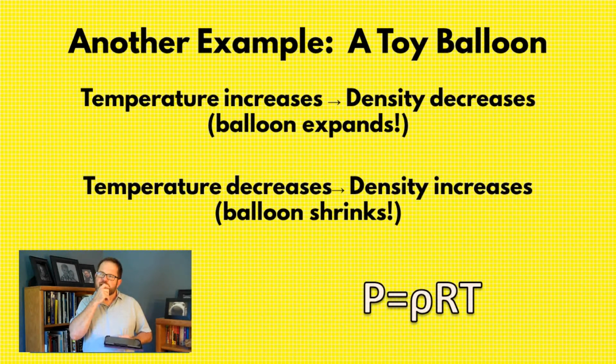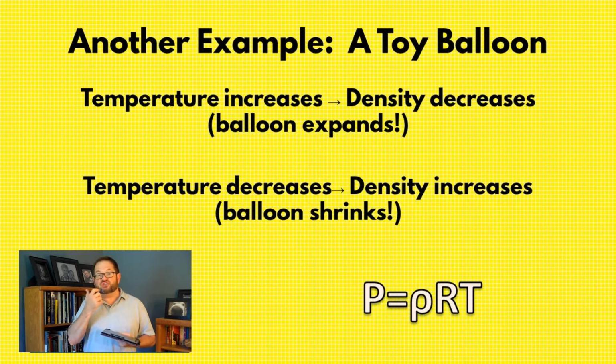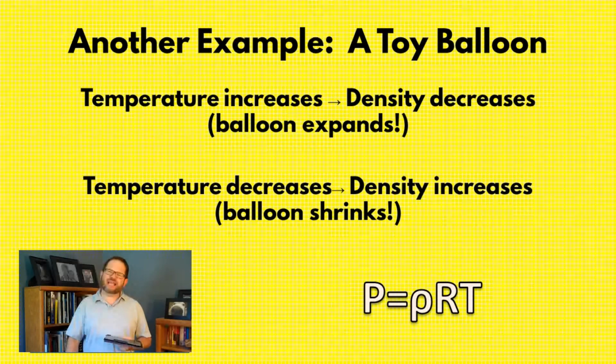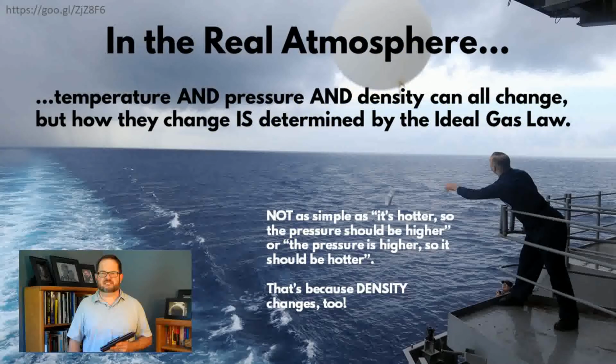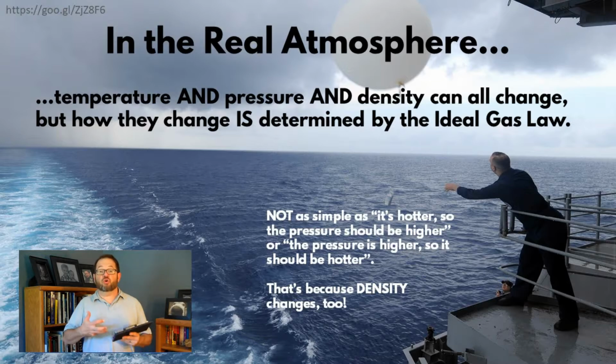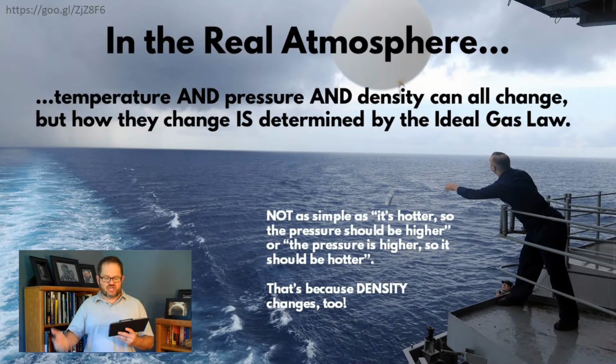Okay. Of course, the real atmosphere isn't exactly made of balloons of air either, right? I mean, the pressure of air can change. Neither of these examples of what we did with the ideal gas law look very much like the real atmosphere, and that's kind of true. In the real atmosphere, temperature and pressure and density can all change at the same time.